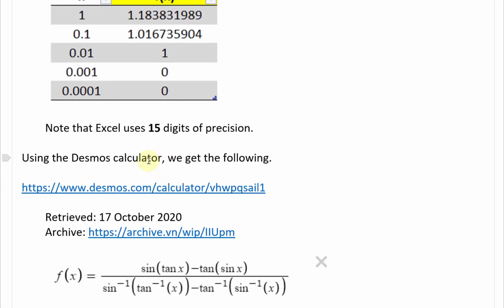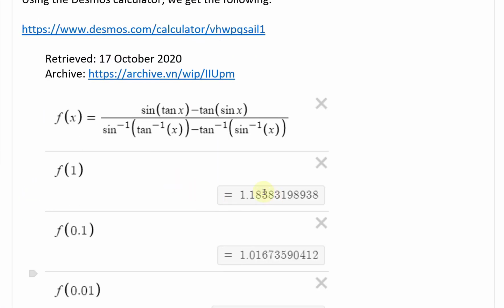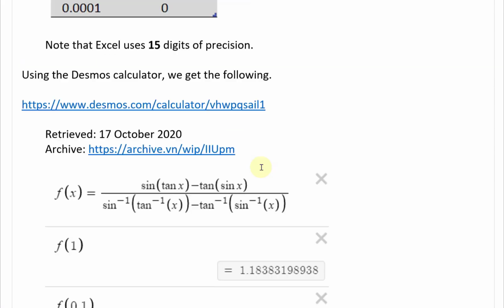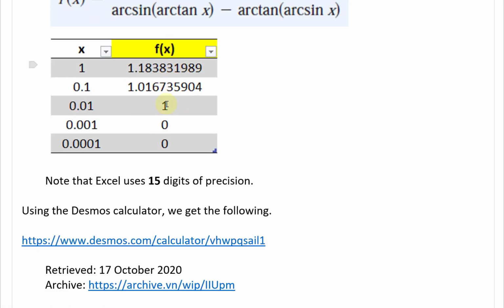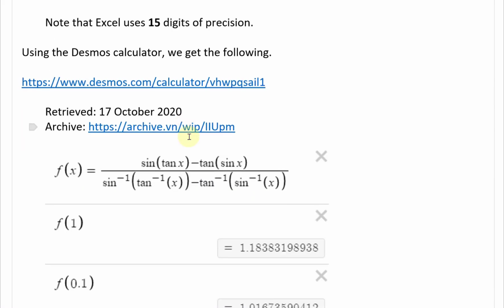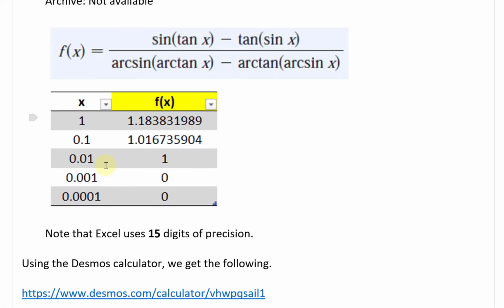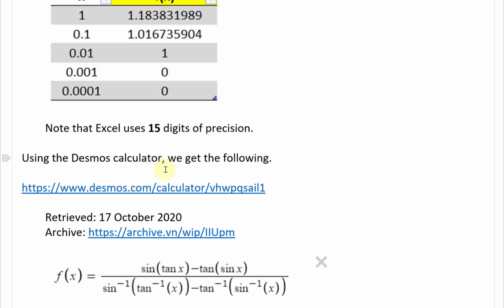Now if we use the Desmos calculator, we get the following. All the limits are different. You can put in f(x) equals this, and there's a link to that one. If you plug in f of 1, we get 1.1838, etc., which is the same as our earlier one, so these two are the same as Excel. This one's 1.0167, also similar. But if you plug in 0.01, we get 0.989, whereas Excel rounds to 1. So that just goes to 1.